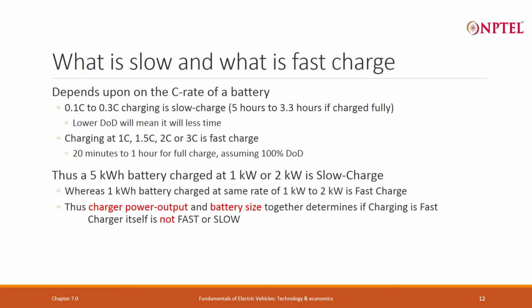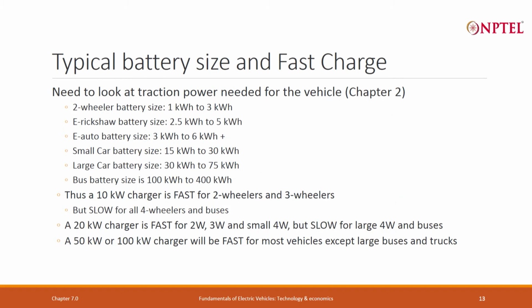The reason I am repeating this is because a lot of people say, oh, I want a 10 kilowatt charger that will give me a fast charge. Well, a 10 kilowatt charger will give you a fast charge for a 10 kilowatt hour or 5 kilowatt hour battery. What if the battery is 30 kilowatt hours? It is a slow charge. Okay. So, the power alone does not determine slow or fast charge, it is power plus the battery capacity.